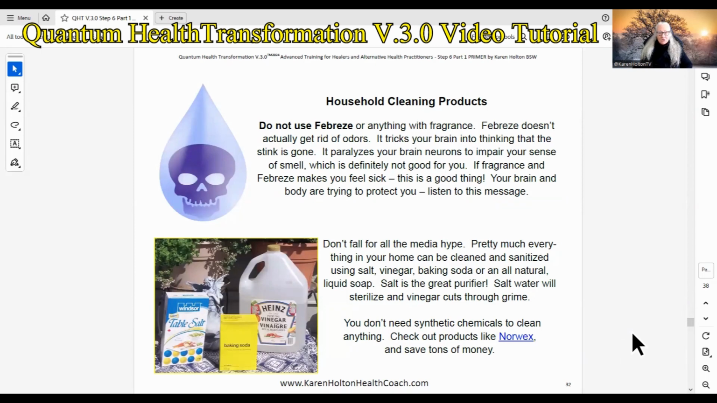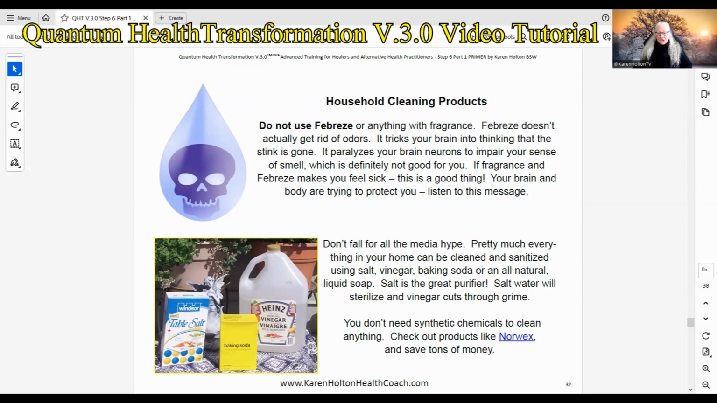Now we're going to move on to household cleaning products. Do not use Febreze or anything with fragrance. Febreze does not actually get rid of the odors. How does it work? It tricks your brain into thinking that the stink is gone. It actually paralyzes your brain neurons to impair your sense of smell, which is definitely not good for you. If fragrance and Febreze makes you feel sick, this is a good thing. Your brain and your body are trying to protect you.